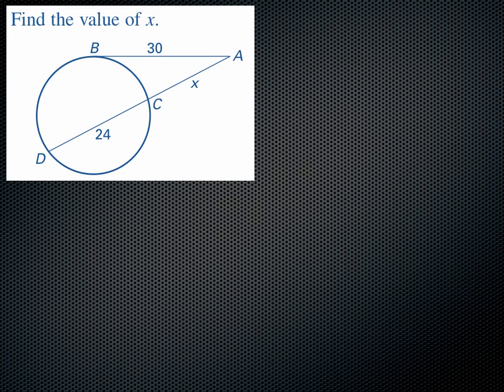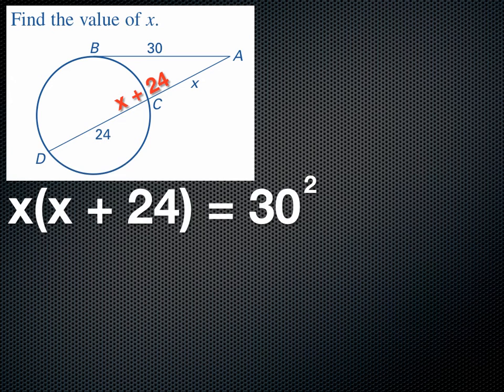An example using this theorem asks us to find the value of x. If you notice, I have tangent segment AB, which measures 30. I have secant segment DA, and I know that the external segment measures x, and the whole secant segment would measure 24 plus x, or x plus 24. In order to solve for x, I need to use the theorem that states that my external segment x times the whole secant segment, x plus 24, would be equal to my tangent segment squared, which is 30 squared.